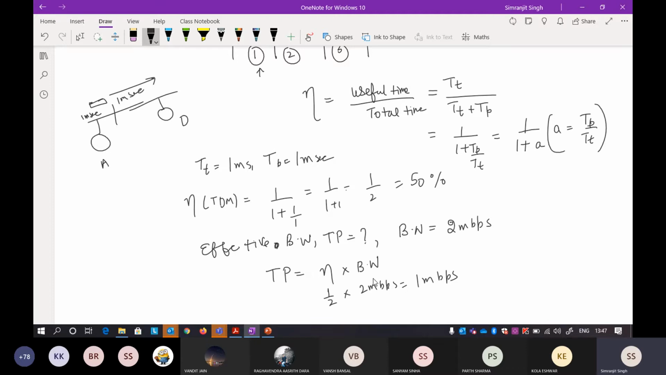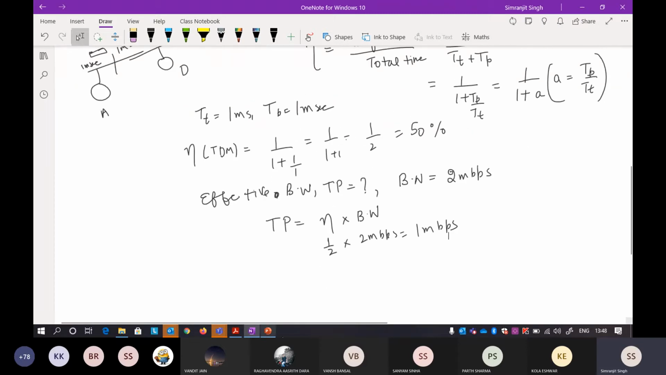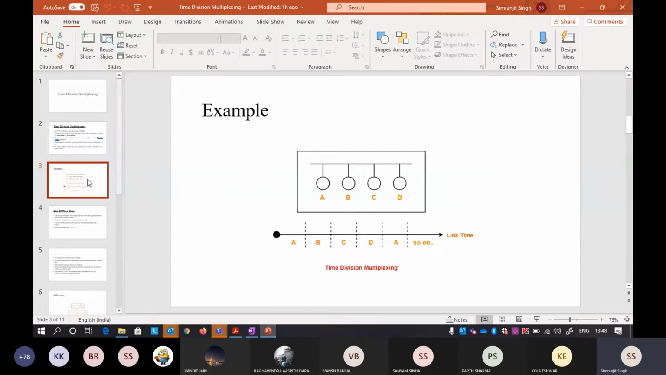So it is saying that out of 2 Mbps you only utilize 1 Mbps, and for the rest of the time you are sitting idle. This is how your efficiency or effective bandwidth is gained. Keep in mind, I will also show you the PPT.